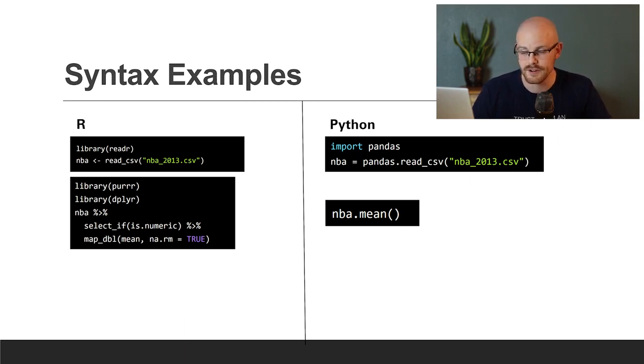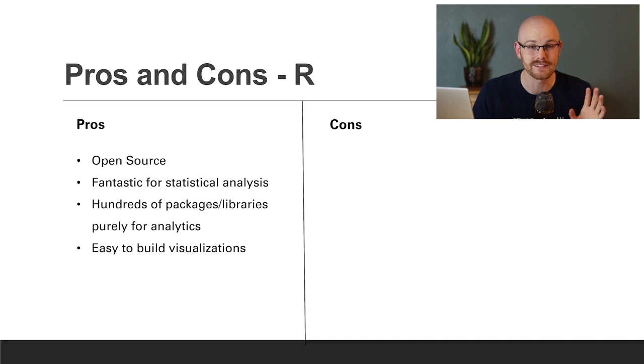And as you can tell, R is just a little bit more difficult, or a little bit more complicated. Python's a little bit cleaner. It's a little bit easier to read and pick up. And that's something that a lot of people say about Python. It's very easily readable.